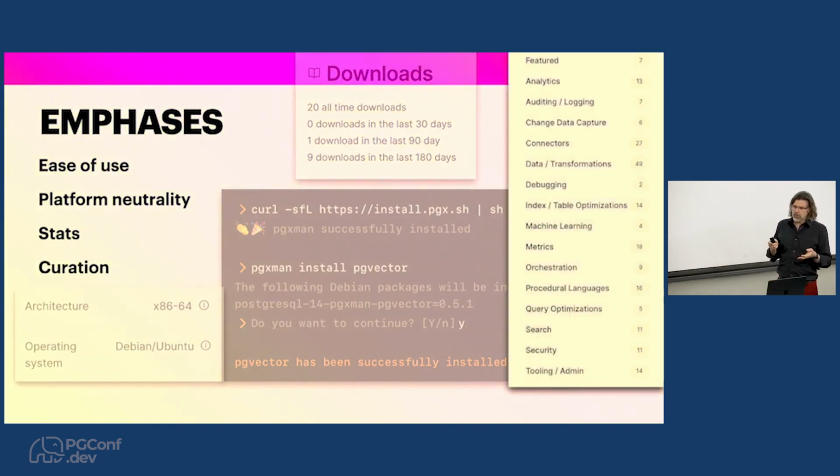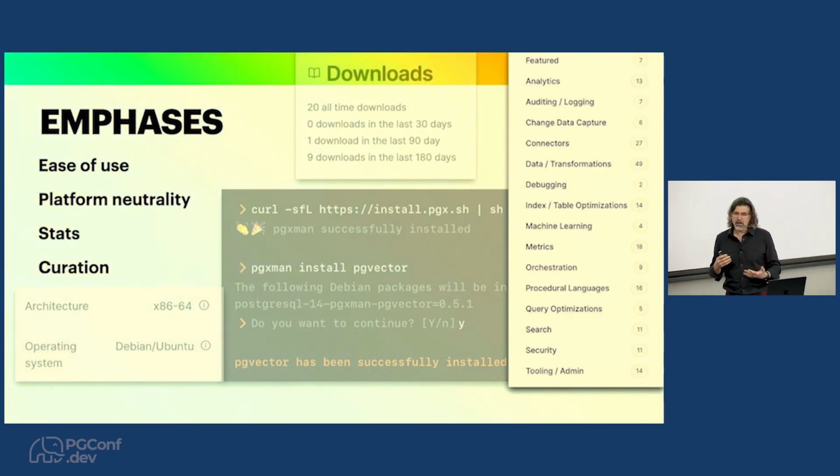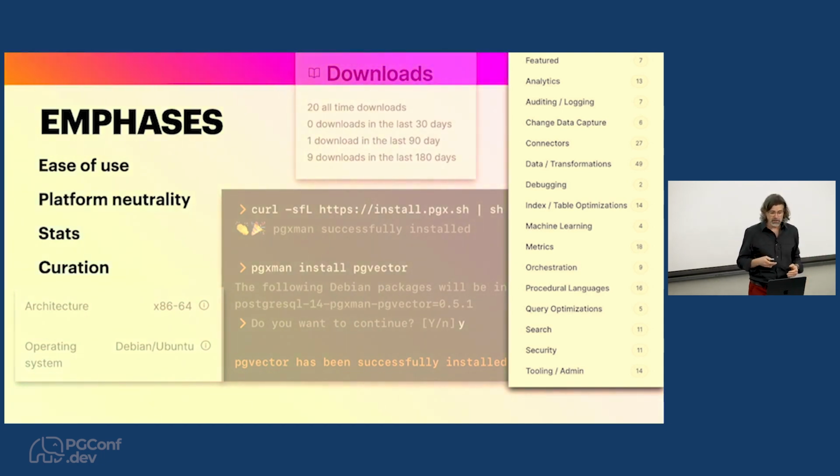Curation is another one. This is one of the more popular aspects of Trunk, where the maintainers have created categories that they put all the extensions in, and so if people know they're interested in a specific use case like analytics or metrics, they can go to that category and limit what they're looking through to find what they need.